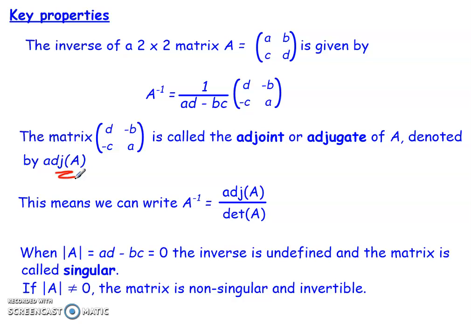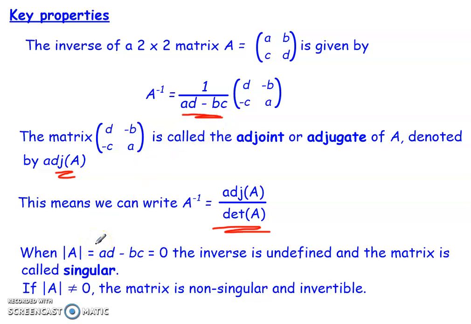So what we can then do is simplify the formula, and you may see this written down a few times, into this: the inverse is equal to the adjoint matrix of A divided by the determinant of A. Because remember, as we highlighted before, this is just the formula for the determinant. So again, that's another quick and easy way to remember it.